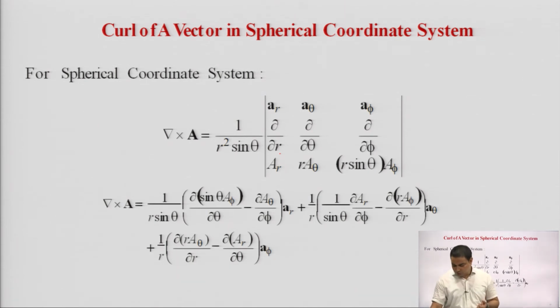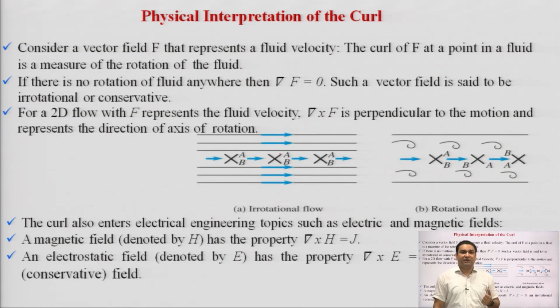Okay. So, these are the physical interpretations of the curl. We have to understand all these interpretations, because by understanding them we can use the curl operation in the antenna and wave propagation subject. Take a vector field f that represents the fluid velocity, and the curl of this f at a point in the fluid is a measure of the rotation of the fluid. We understand that if there is no rotation of the fluid anywhere, then del cross f is equal to 0, and this vector is said to be irrotational.